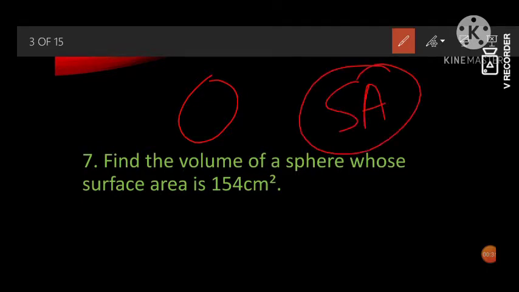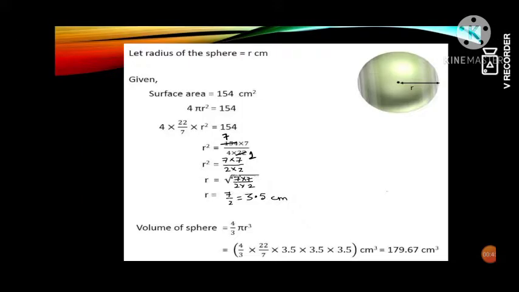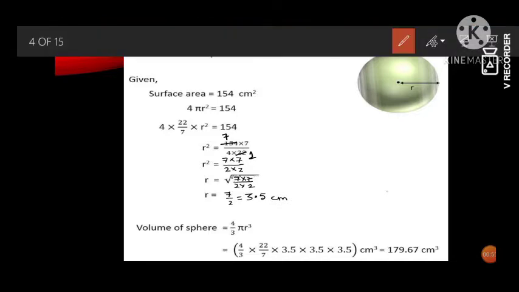So from surface area we are going to find out the radius, and then after finding out the radius we are going to find out the volume. So let us see how the sum is being done. Let the radius be r. So the sphere's radius is r.